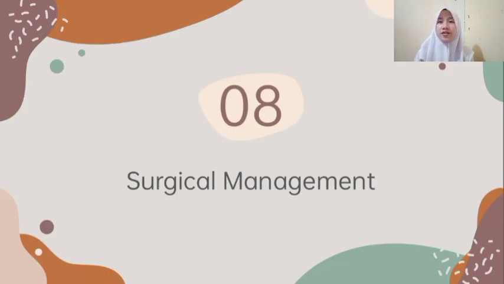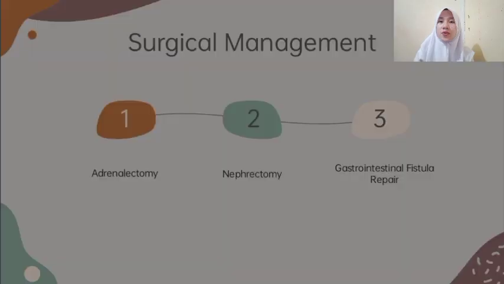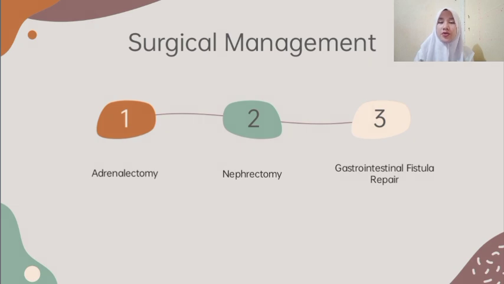So we have here three surgical management. The first one is the gastrointestinal fistula repair. This closes the abnormal connection between the intestine and the skin or other organs to reduce the chloride loss. The second one is the nephrectomy or the kidney removal. So this removes the diseased kidney contributing to electrolyte imbalances.